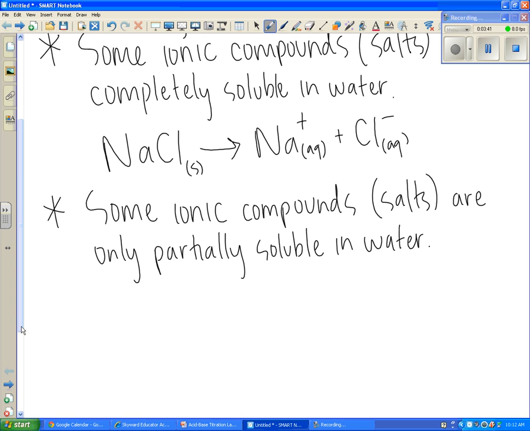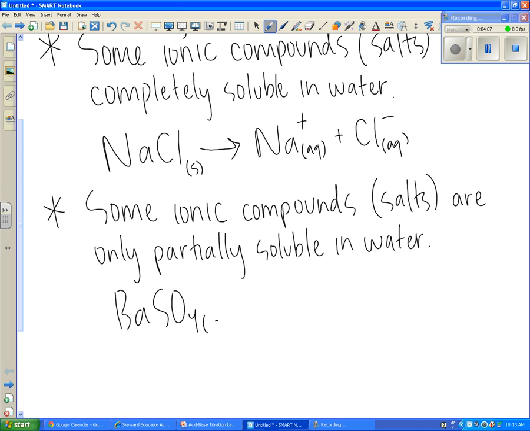An example of this would be barium sulfate. We looked at solubility rules at the beginning of the year. We determined that sulfates were generally soluble except if with, and barium is one of those exceptions. So barium sulfate, we determined earlier this year, is insoluble, when in fact it's partially soluble, meaning it's not good at dissolving in water, but it can to some extent.